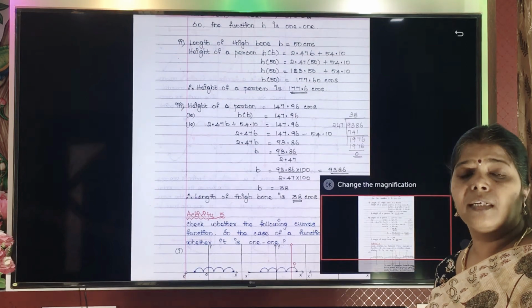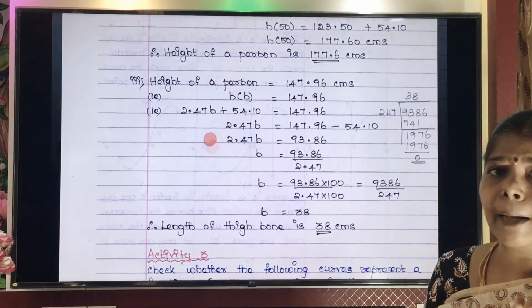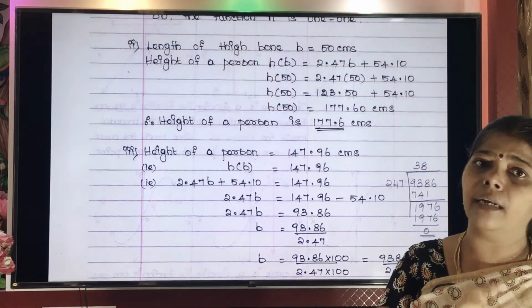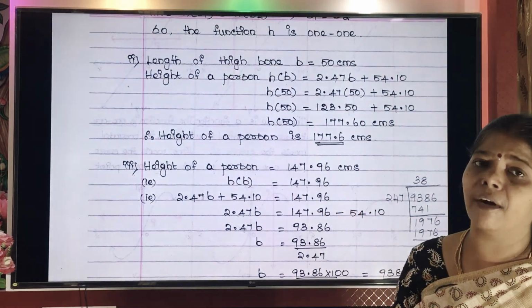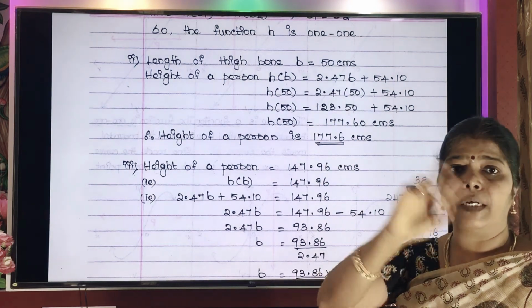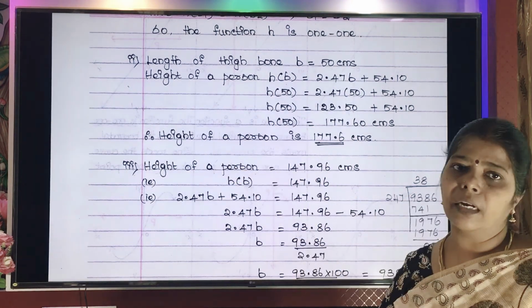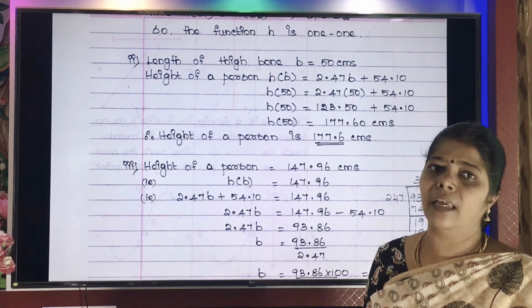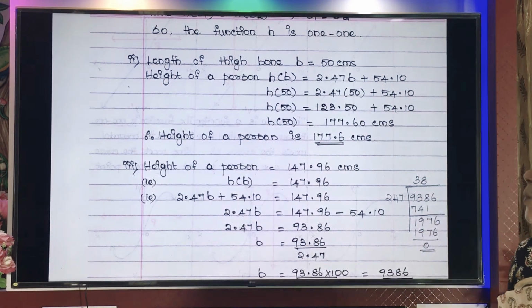Whenever a function is 1 to 1, you have to compare two elements. F of A1 when it is equal to F of A2, then A1 should be equal to A2. That is, when two outputs are equal, definitely the inputs also should be equal. If that is the case, we say that the function is 1 to 1.